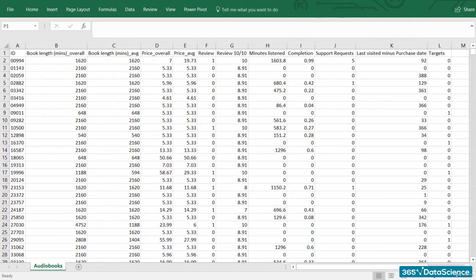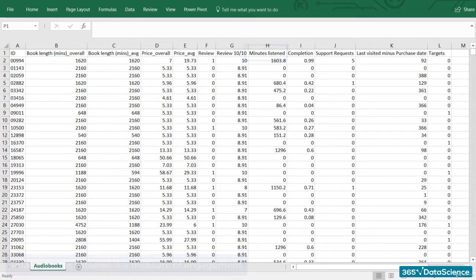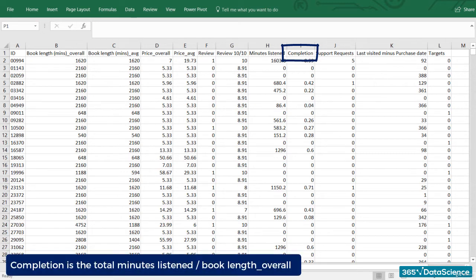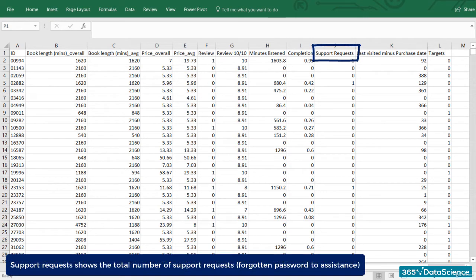All right, done here. Then we have total minutes listened, which is a measure of engagement. Next to it, we have completion. Completion is the total minutes listened divided by the total length of books a person has purchased, assuming people don't re-listen to books. Both variables are self-explanatory. The next variable is support requests. It is numerical and shows the total number of support requests a person has opened. Support is anything from forgotten password to assistance on using the platform.